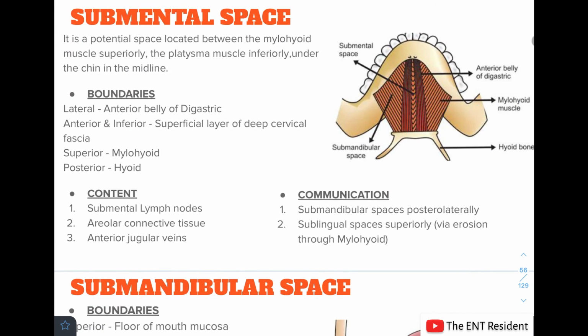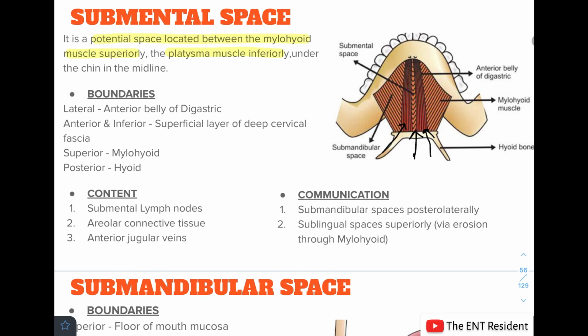Submental space. This is a potential space located between the mylohyoid muscle superiorly and the platysma muscle inferiorly, under the chin in the midline. So you see over here, this space is the submental space. It is bounded laterally by the anterior belly of the digastric. This is the anterior belly of the digastric on both sides.